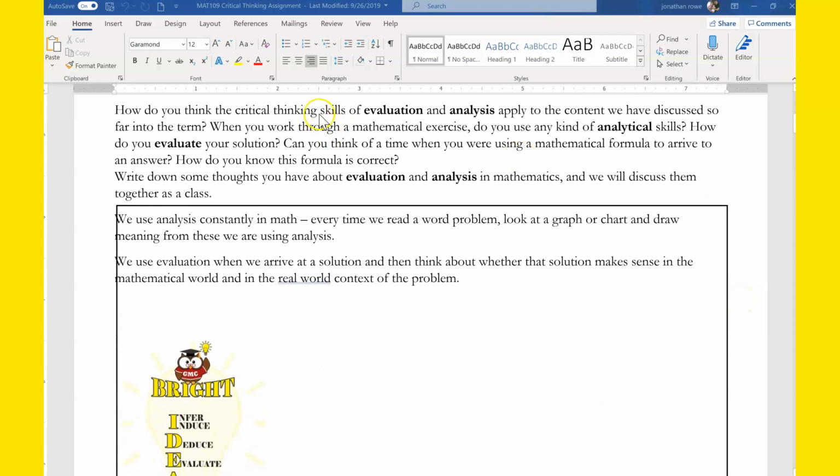How do you think the critical thinking skills of evaluation and analysis apply to the content we have discussed so far into the term? When you work through a mathematical exercise, do you use any kind of analytical skills? How do you evaluate your solution? Can you think of a time when you were using a mathematical formula to arrive at an answer? How do you know this formula is correct?